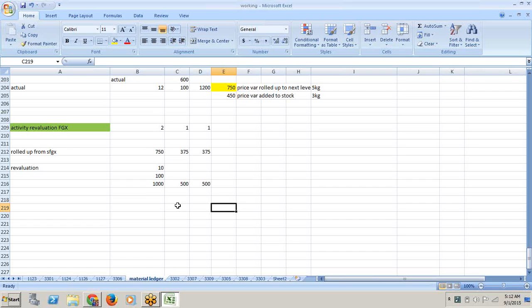Right? So this is how the values will be distributed, 500 and 500. So this is including activity cost. What is the final price now? So final price is what we are going to calculate, PUP, periodic price unit.